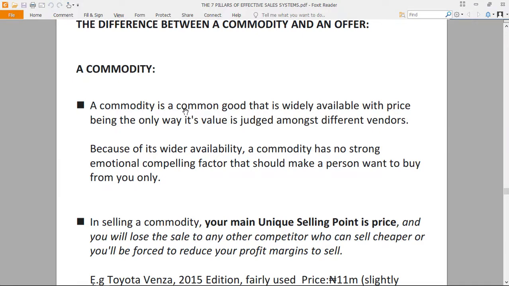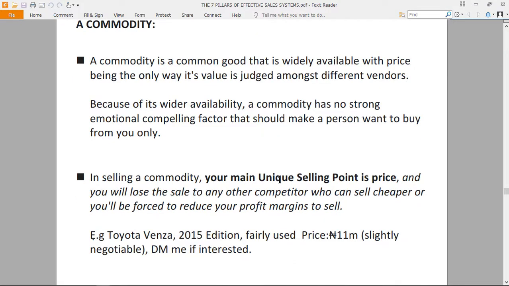Now, in selling a commodity, like I said, your unique selling point is price. And you will lose the moment there's somebody else who can sell cheaper than you. Either that happens or you are forced to reduce your profit margin to sell. For example, I remember there was a time when some people were selling face masks for 100 naira. This happened in Ojoto, where I live. Someone came and started selling at 50 naira, and people were angry. A lot of people were buying from this person and not from those selling for 100 naira.